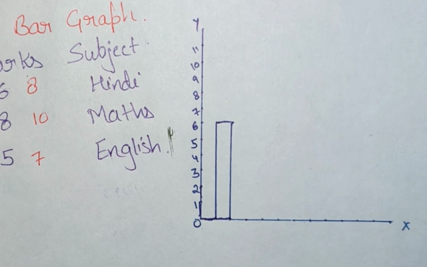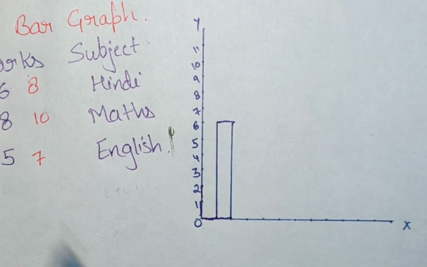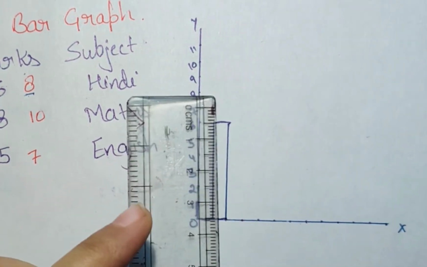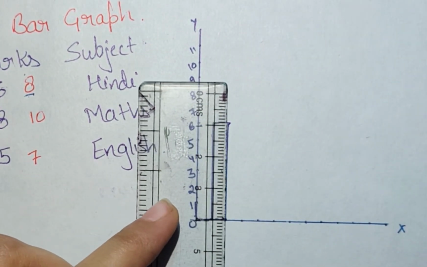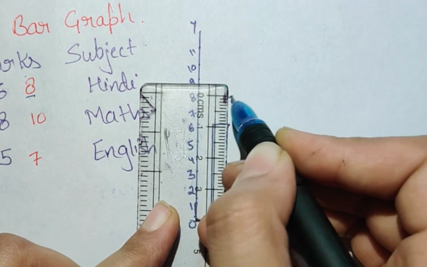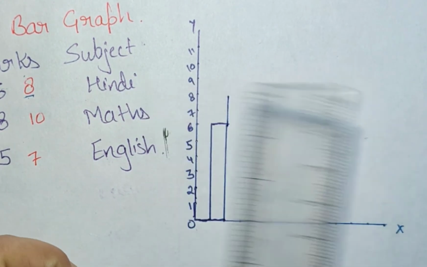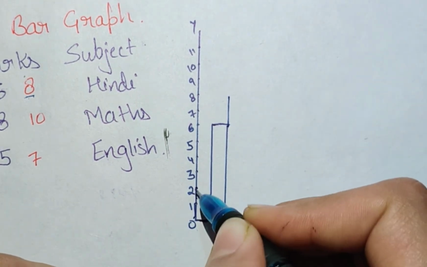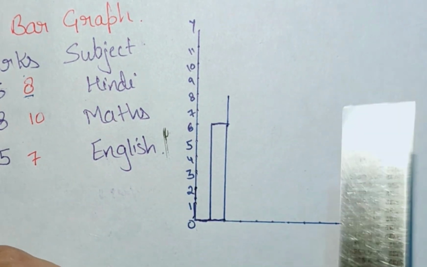Now we'll represent the marks of Hindi of the second term, and the marks are 8. So we'll represent it from the same line of the graph. So this point represents 8 here, because I took the difference of 0.5 between these two.